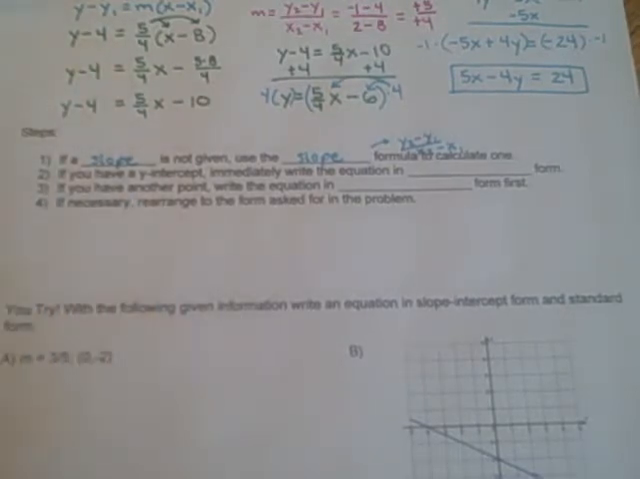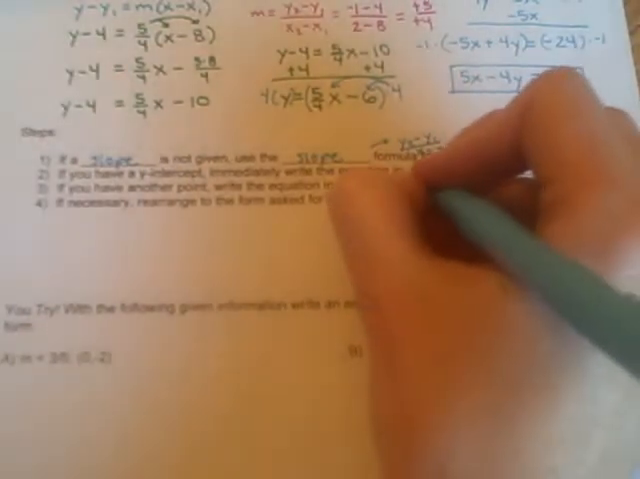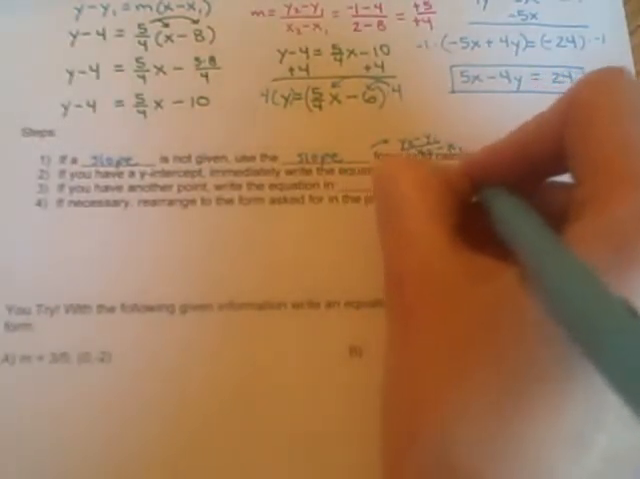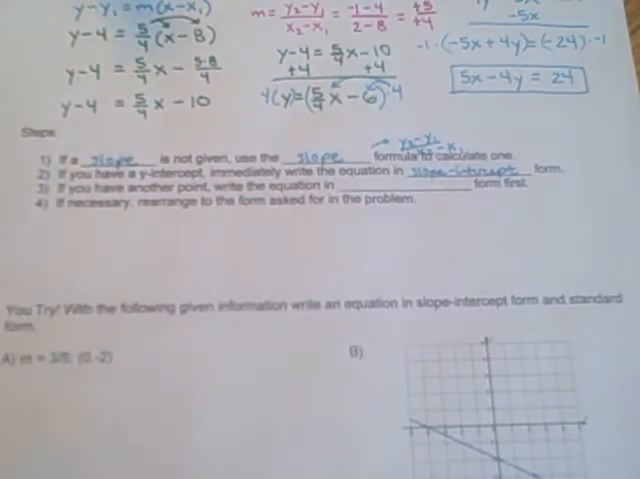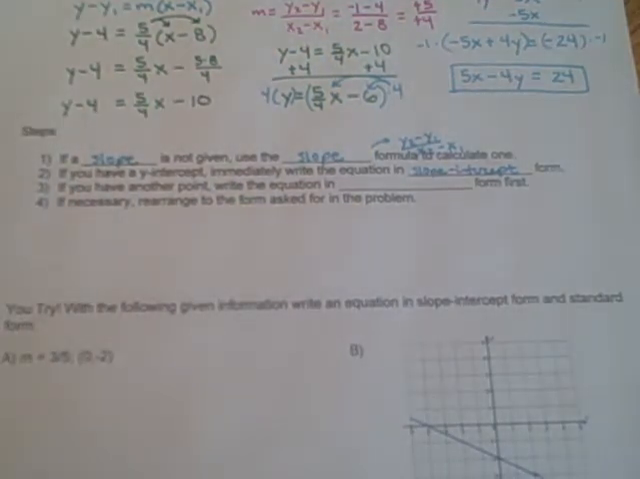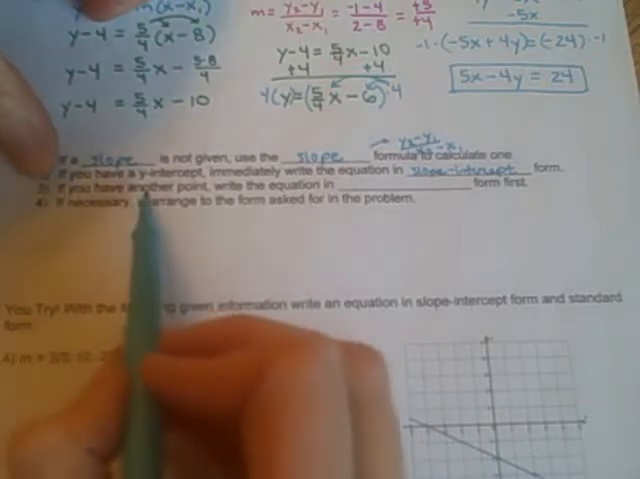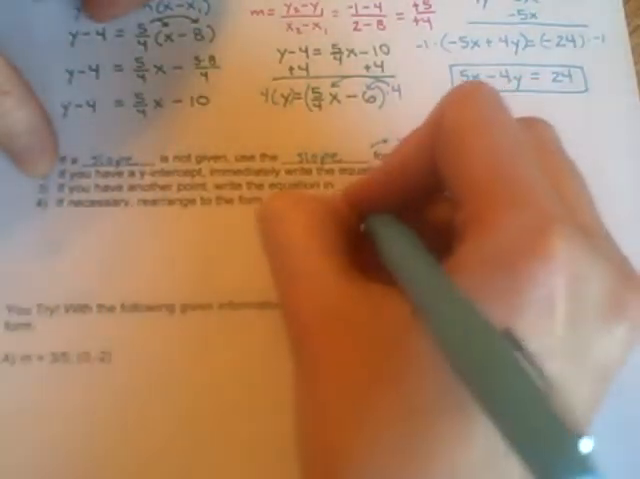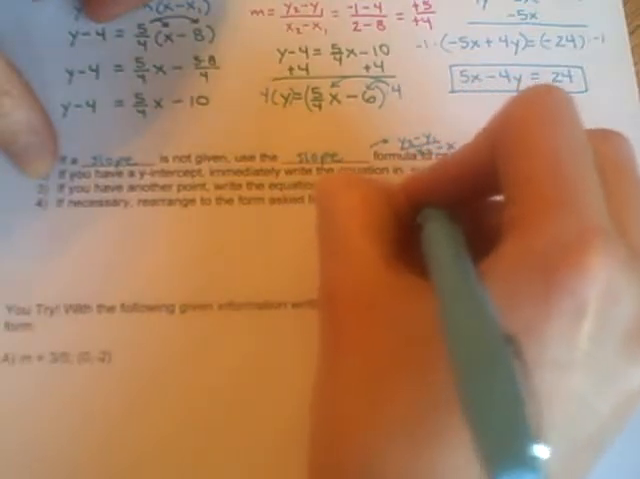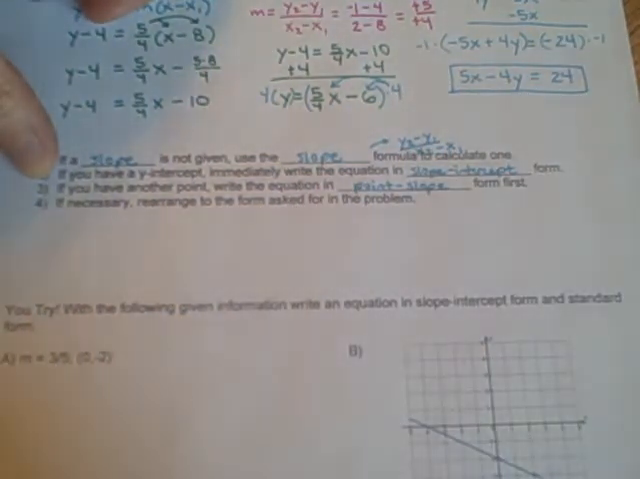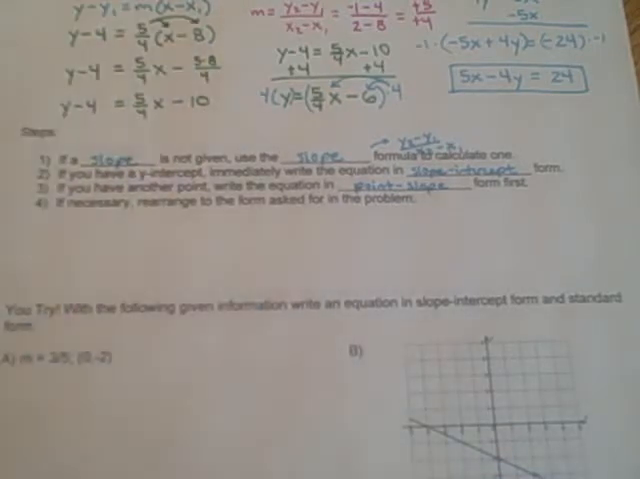If you have a y-intercept, then you can immediately write the equation in slope-intercept form. That's the easiest. We like that. But if they don't give you the y-intercept, we can't go immediately into slope-intercept. We have to use our other form. So this time we have a different point, so we're going to use point-slope form. And then, if necessary, we rearrange into the form asked for in the problem. So if we need to put it into slope-intercept form, then we do it. If we need to put it in standard form, we do it.